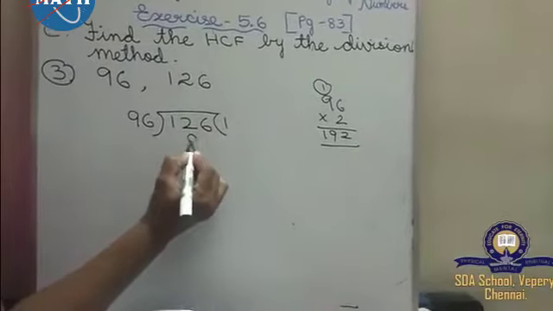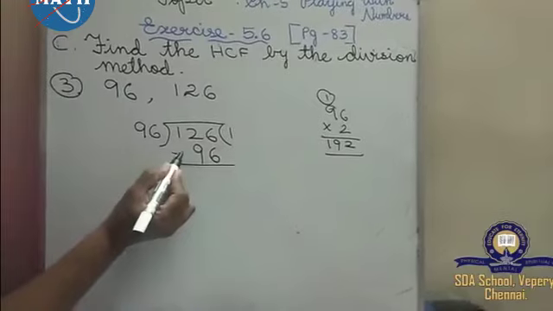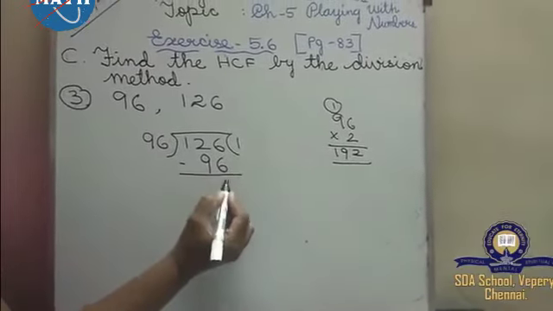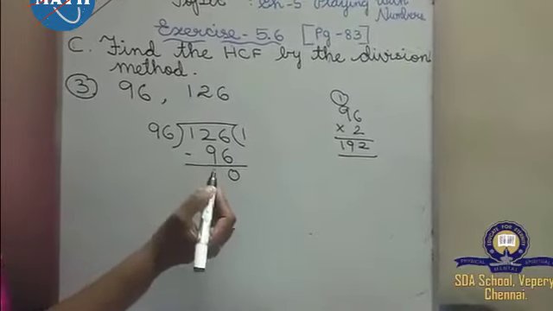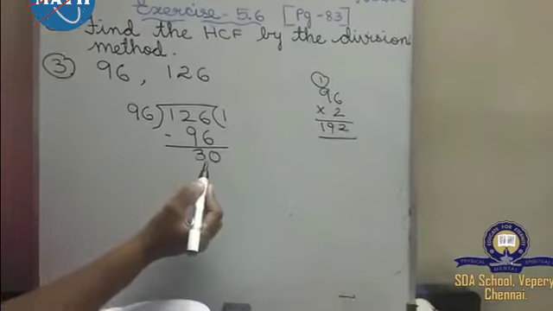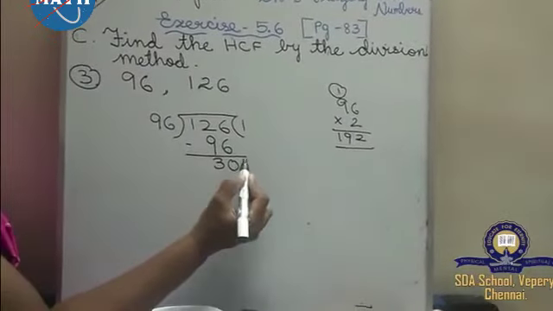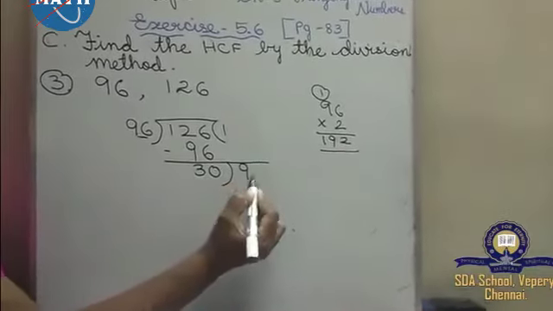So, what you have to write? 1. 96 ones are 96. Don't write 9 here, children. Okay. 6 minus 6, 0. After 9, if you count up to 12, what will come? 10, 11, 12, 3. So, what's the answer? 30. So, what will become, children? This will become divisor and the dividend will be this number, 96.